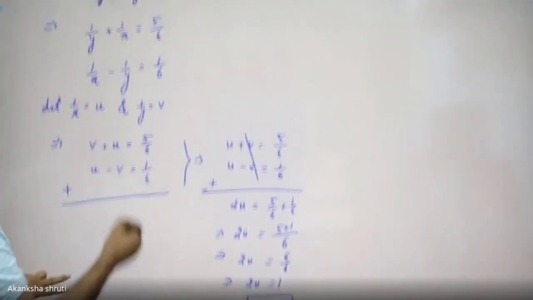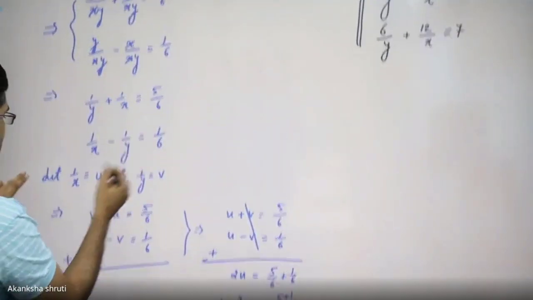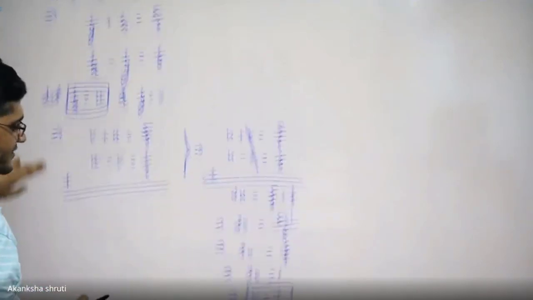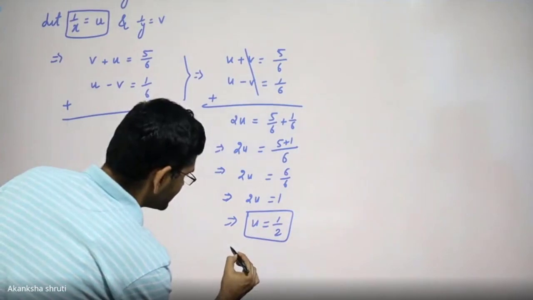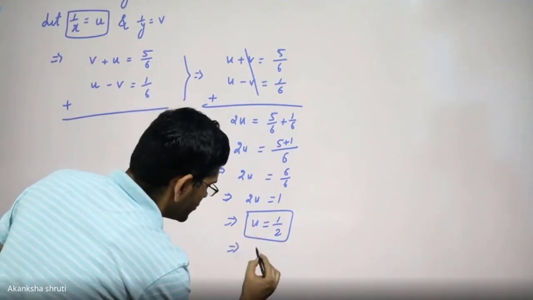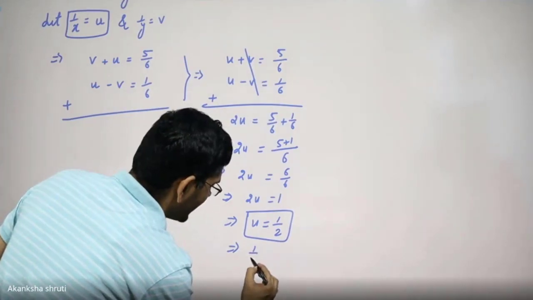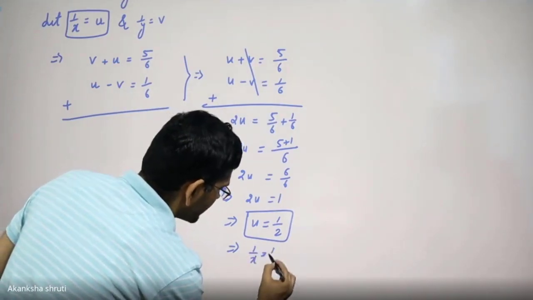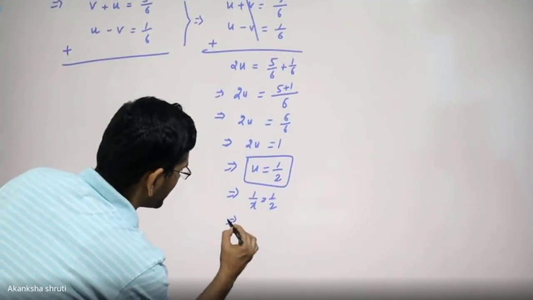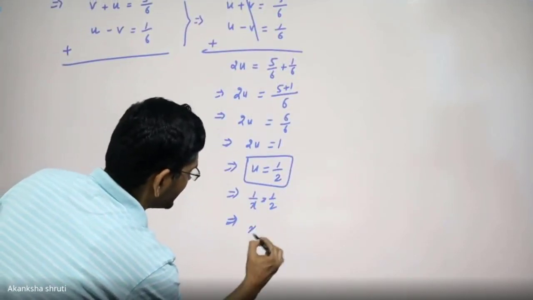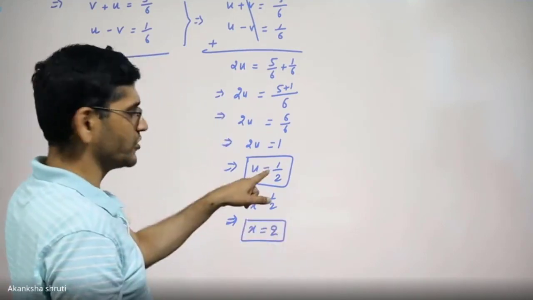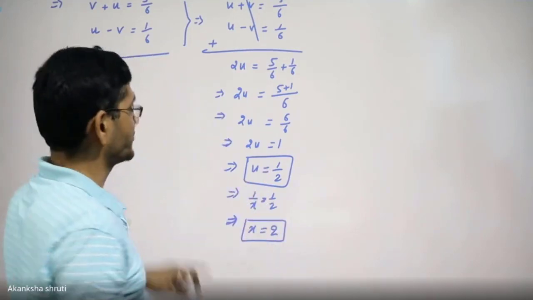Students, this is the value of u. But what is u? Here we have done some substitution. u is 1 by x. It simply means, in place of u, we have this 1 by x as u. So 1 by 2. For getting the x, take their reciprocal or go for the cross multiplication, x becomes 2. So this is the required value, not this one. This is the intermediate value.